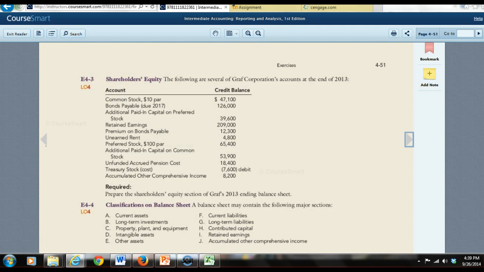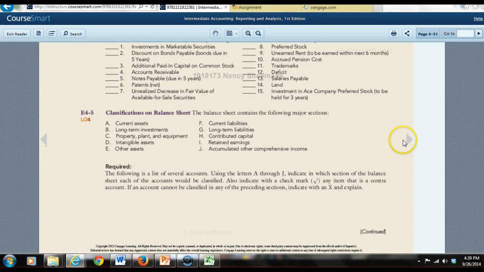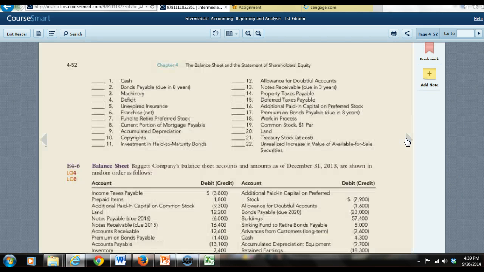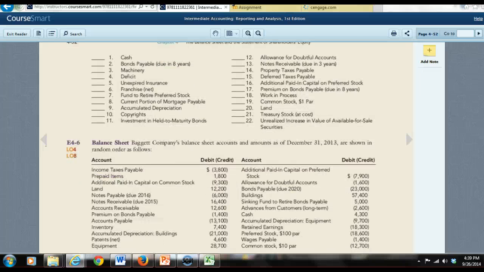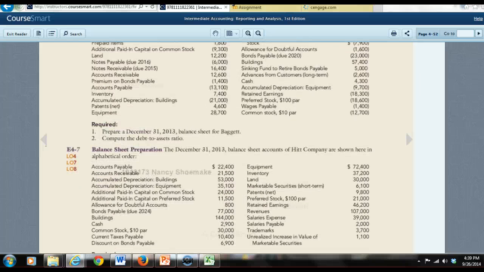Now let's take a look at exercise E6. E6 would like us to prepare the balance sheet. As you see here, they have provided us with a lot of information, and our job is to separate these into the various sections of the balance sheet. As far as the assets go, we're going to want to separate the current assets from long-term investments. Then our property, plant, and equipment is also going to be separated from our intangibles.